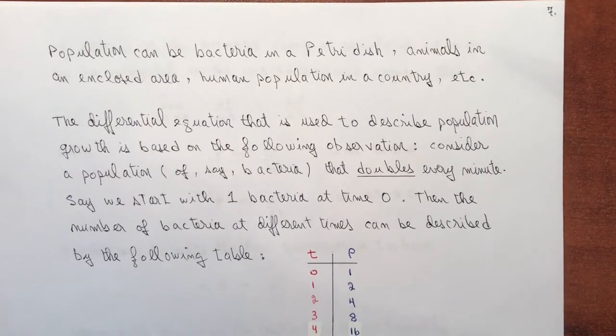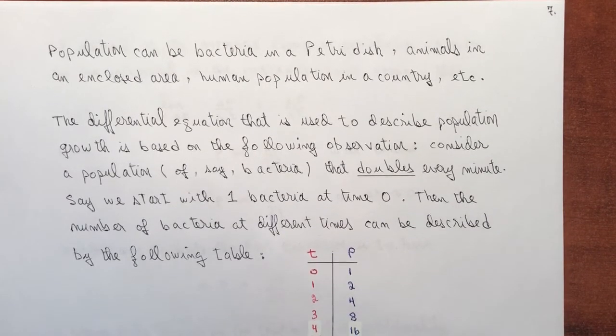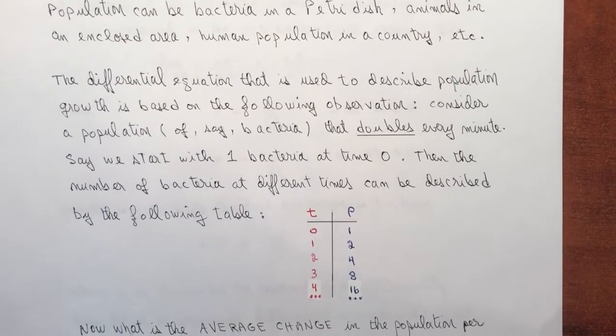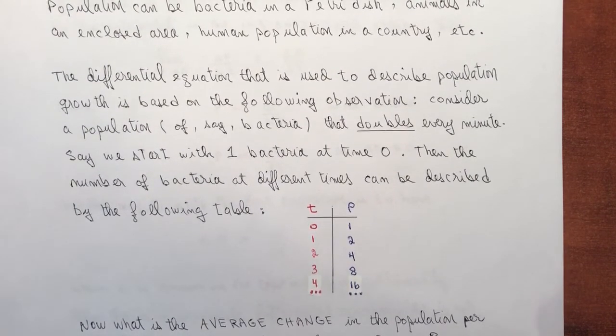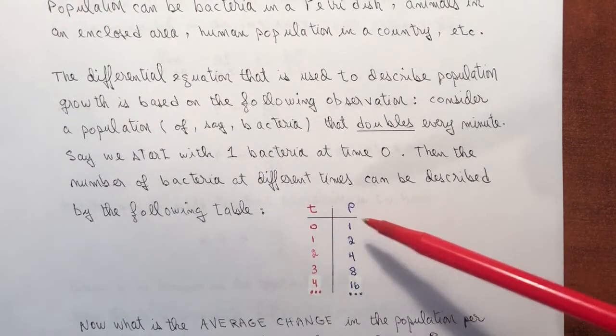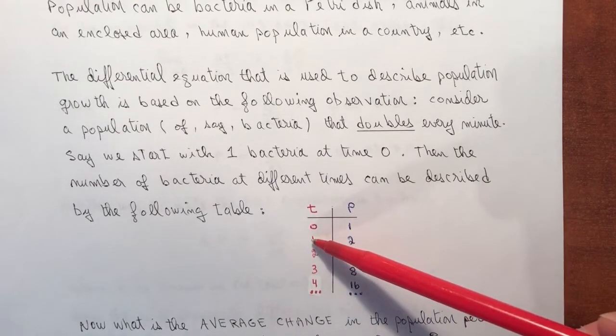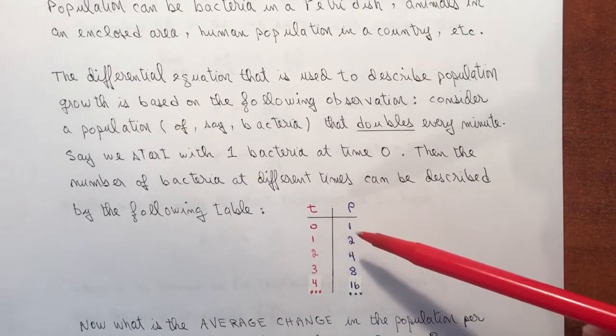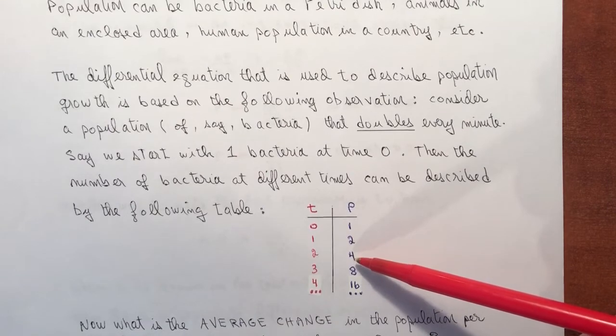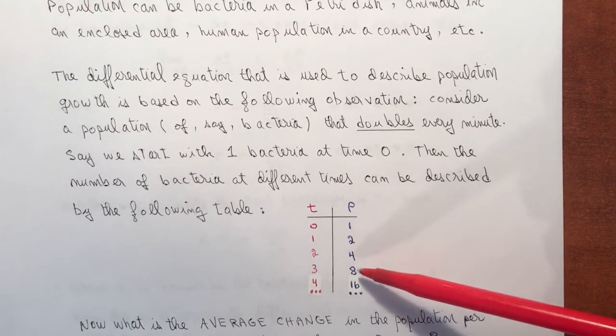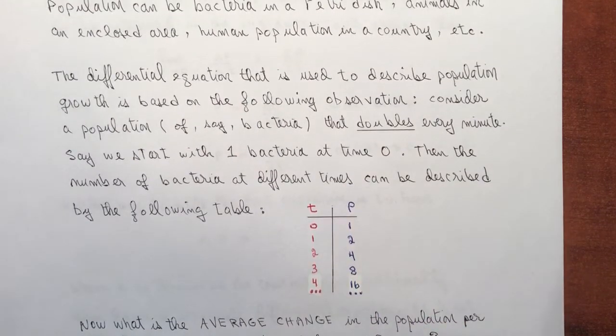This differential equation that is used to describe population growth is based on the following observation. Consider a population that doubles every minute. Say we start with 1 bacteria at time 0. Then the number of bacteria at different times can be described by the following table. So at time 0, 1, doubles up after 1 unit of time, so 2. 2 doubles up to be 4 after another unit of time. Another unit of time, 4 becomes 8, and so on and so forth.